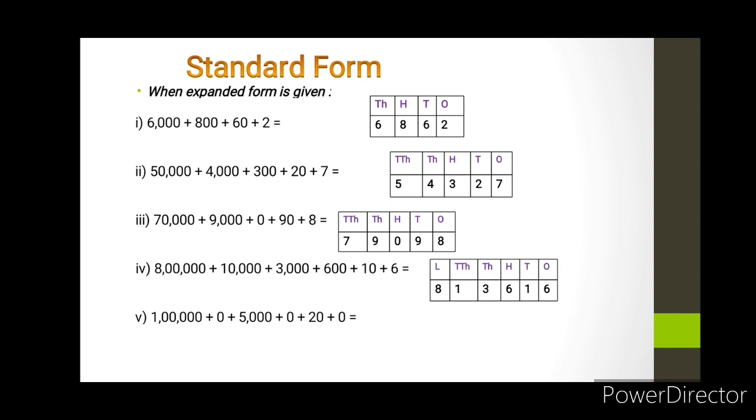Let's check the last one. 1 lakh plus 0 plus 500 plus 0 plus 20 plus 0. So many zeros. Okay, so here are the places. 1 lakh, which means 1 is at lakh place. Then afterwards 0. Then 5,000, that means 5 is at 1000 place. Again 0 at 100 place. Then 20, 2 at tens place and then again 0 at ones place. I hope you have understood.